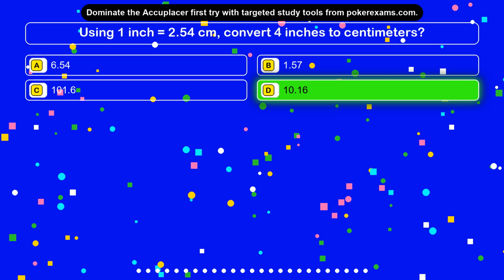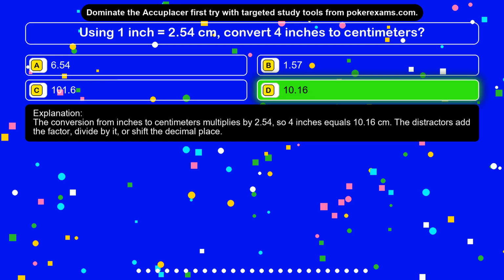The correct answer is option D, 10.16. The conversion from inches to centimeters multiplies by 2.54, so 4 inches equals 10.16 centimeters. The distractors add the factor, divide by it, or shift the decimal place.